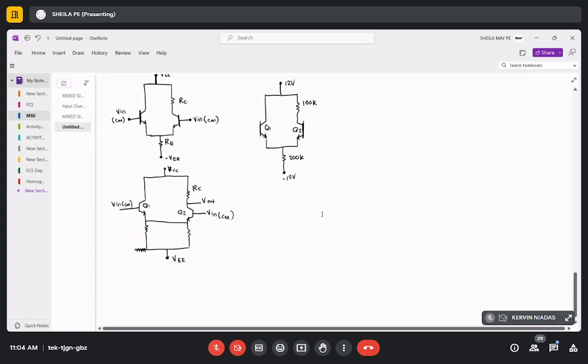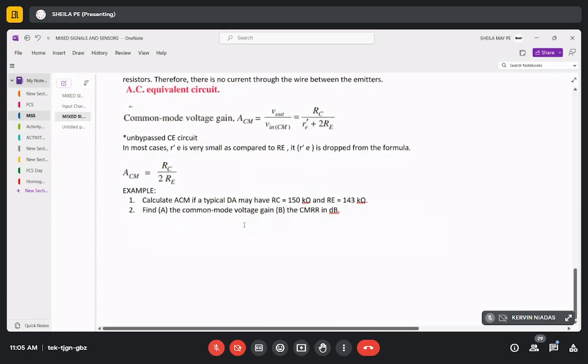Okay, now for an example, we have here a circuit. We need to calculate ACM given RC and RE, and the common mode voltage gain with the CMRR in dB. For number 2, we start with the given circuit. So let's start with number 2.